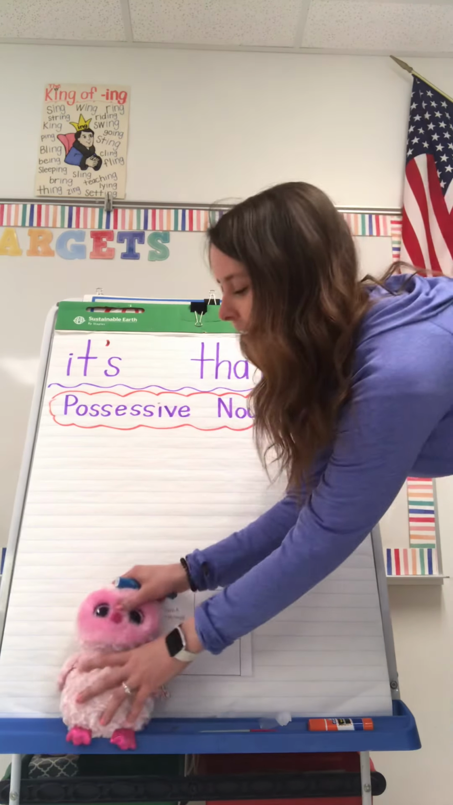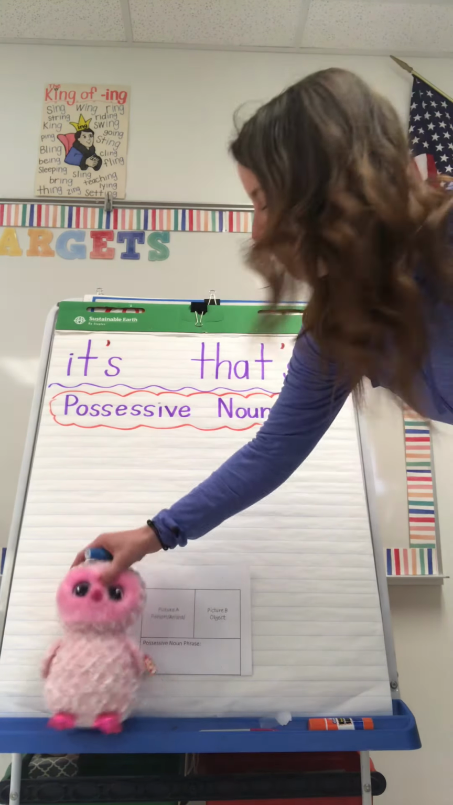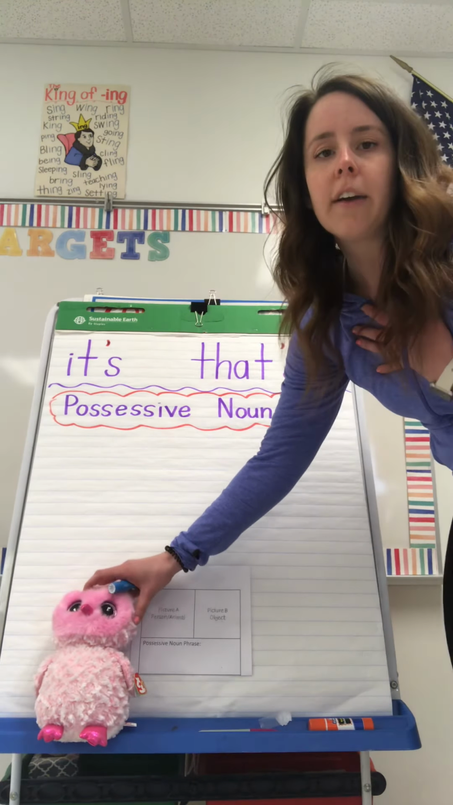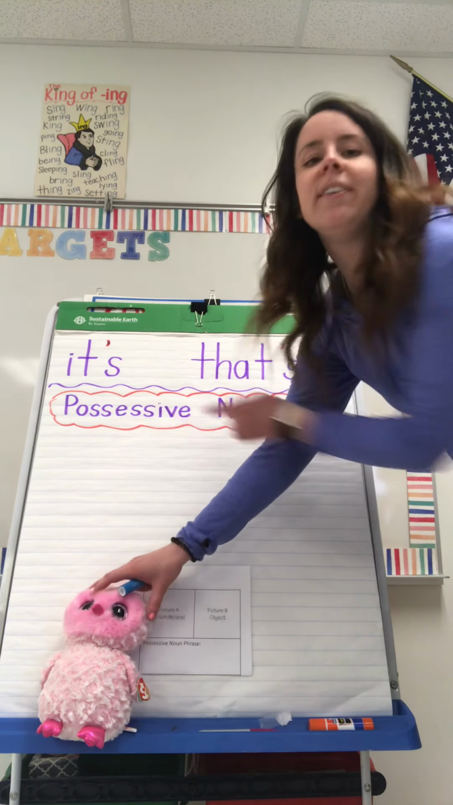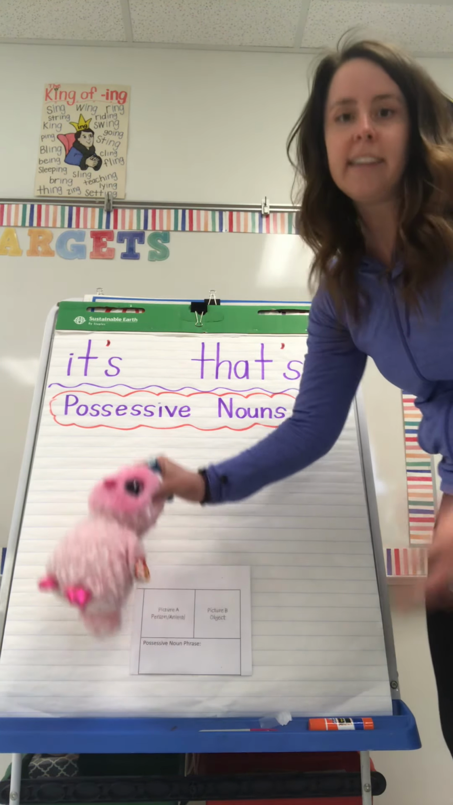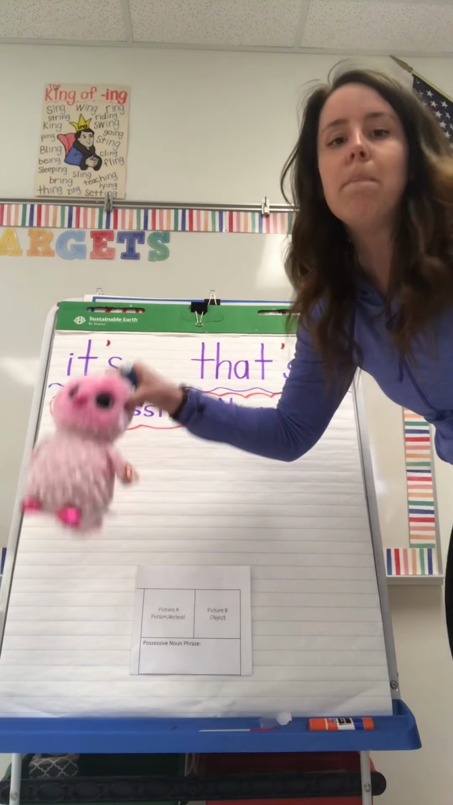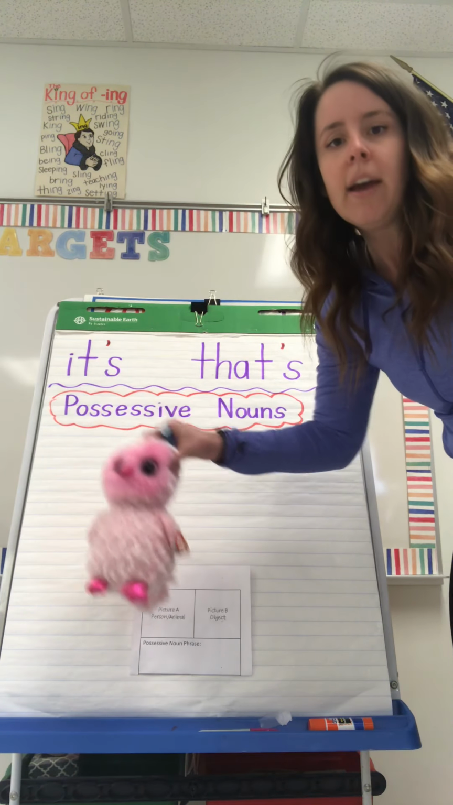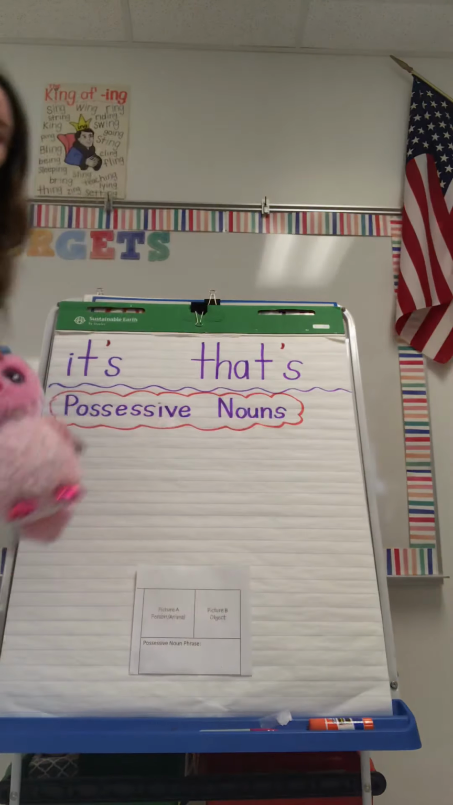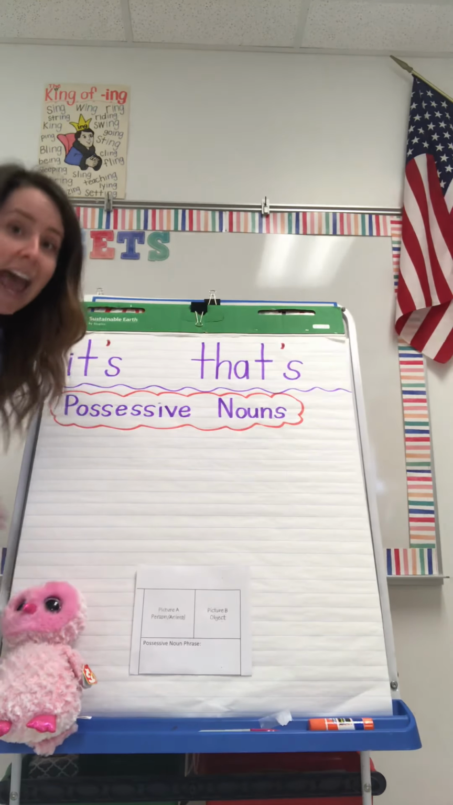This is one of my special owls. You know I love owls. And this owl belongs to me. That means I possess this owl. Possess means it's something that you own. So this is Miss Wright's owl. So I'm going to show you how we would write that here using an apostrophe S.